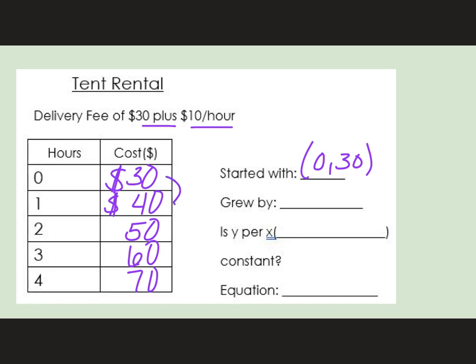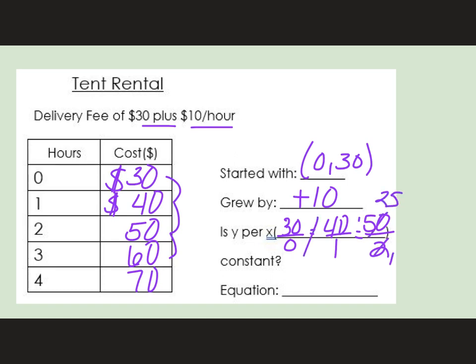Now, when we talk about what it grew by each time, it grew by 10 each time, but it did not start at 0. So let's look at this. If I do 30 over 0, that doesn't even make sense, does it? Let's say if I do 40 over 1, nope. What about 50 over 2? If I simplify that, that's 25 over 1.